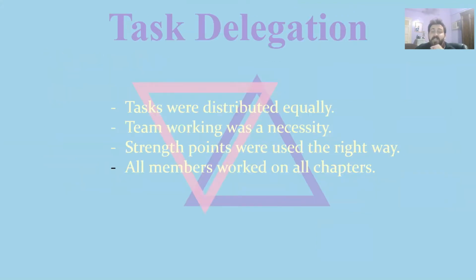Secondly, the task delegation. Since we are a group, we should work as a group. There are some groups where each member works individually, and this is a very important issue. So, to make sure that we work as a group, we distributed the tasks equally. We make sure that each member works on 4 chapters, and each member used his strong points in the task that he was given.